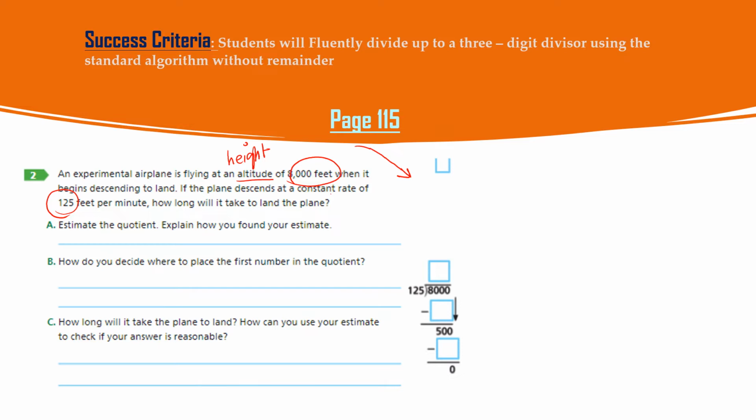So what they are saying is that 8000 divided by 125. Okay, let's try this one now. Now, 125 is a very huge number and it is difficult to memorize the times table. So what do we do? We write here 125.